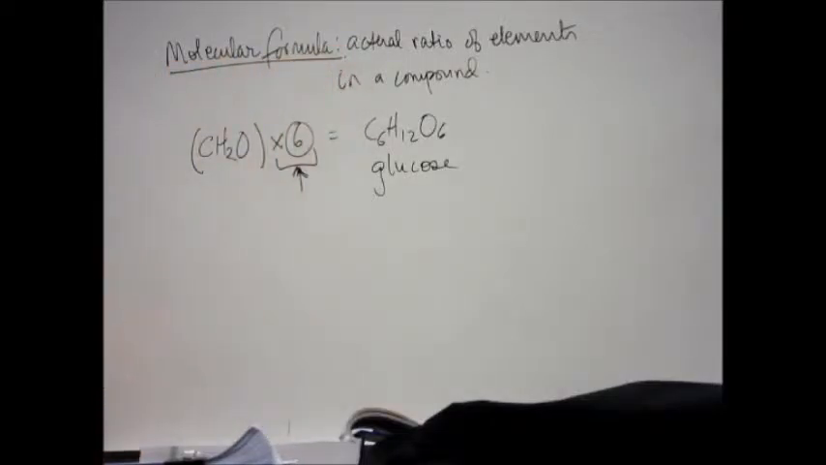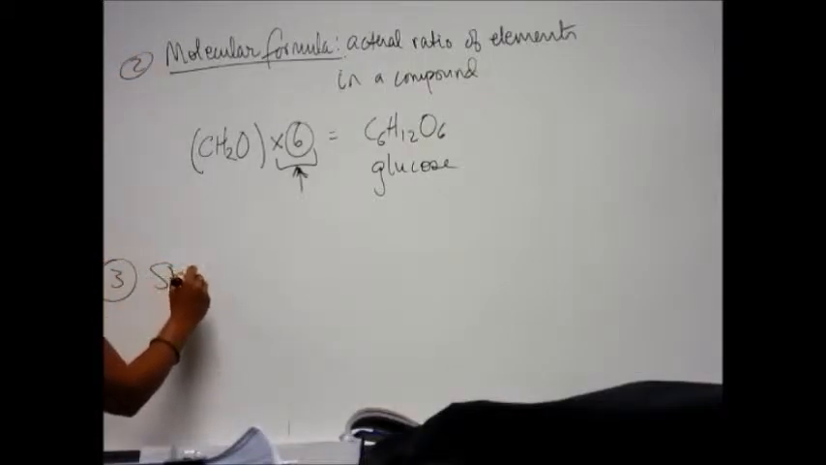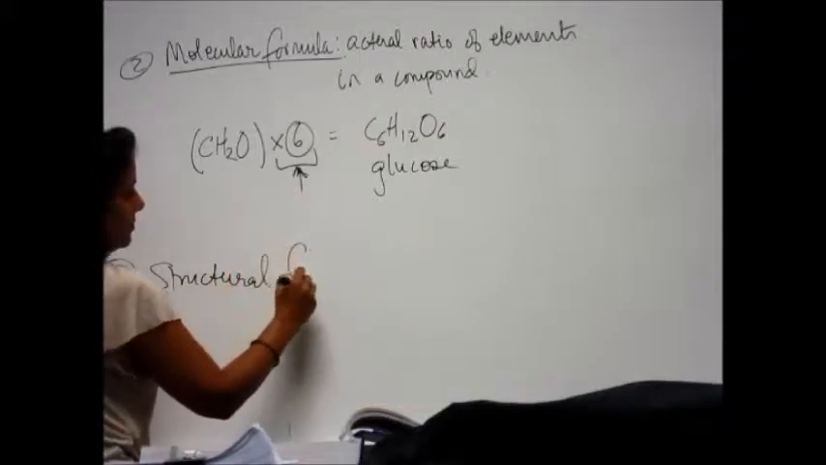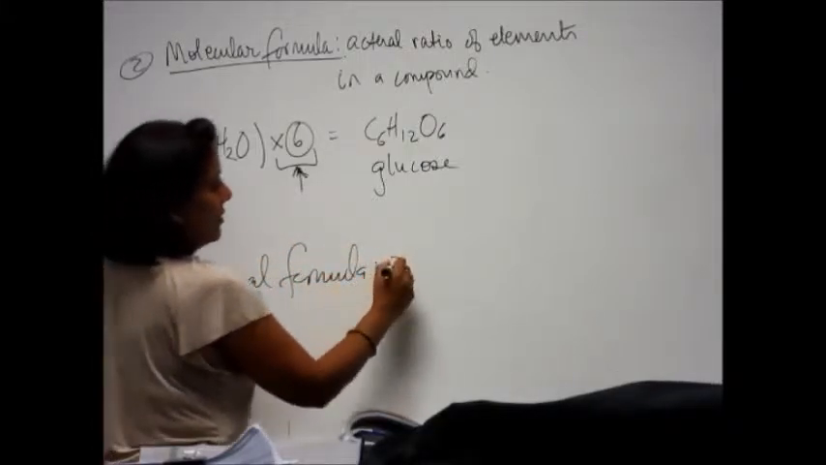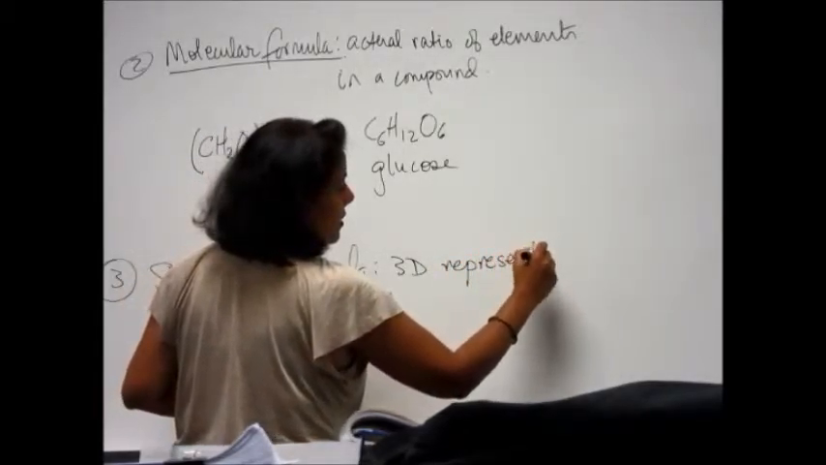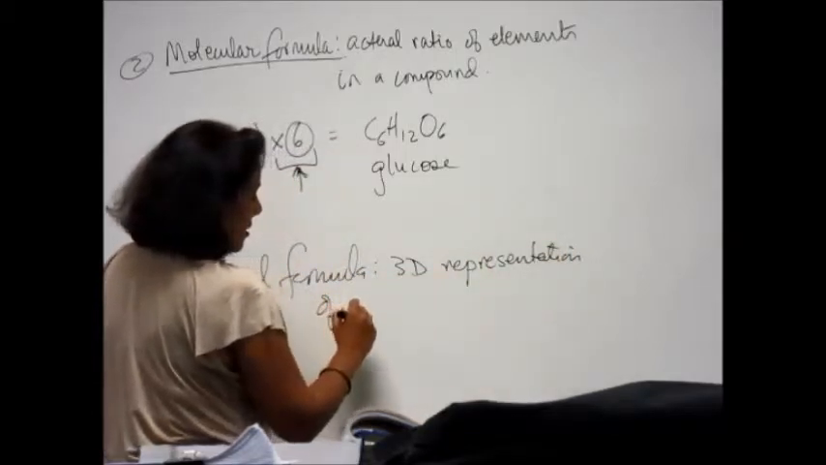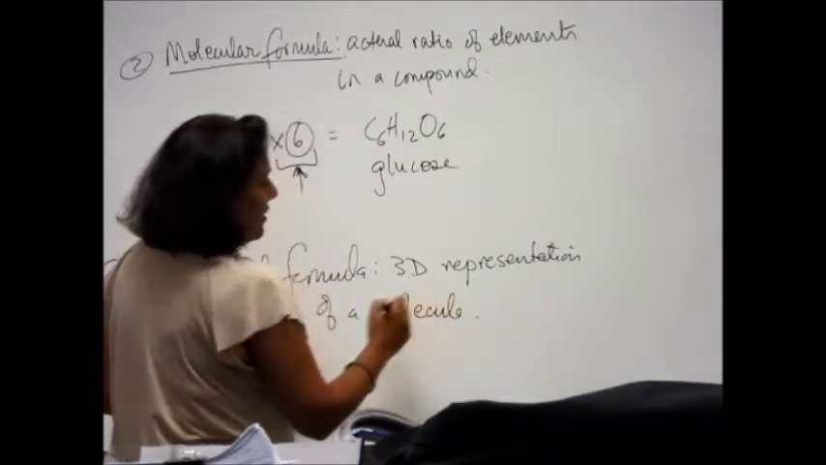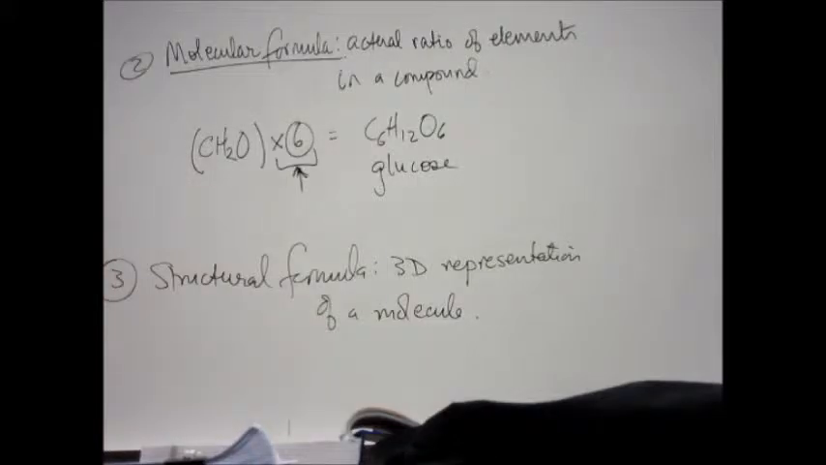Then the third thing, maybe I should number these things, 1, 2, and then 3, is what we call the structural formula. And this is the 3D representation of a molecule. And the 3D representation of a molecule comes a little bit later. Once you know what the molecular formula is, then you can propose a structure for it, which we are going to do in chapter 10, when we learn about molecules, and then we'll learn about how they look in 3D. All right, so we're going to go there eventually also.